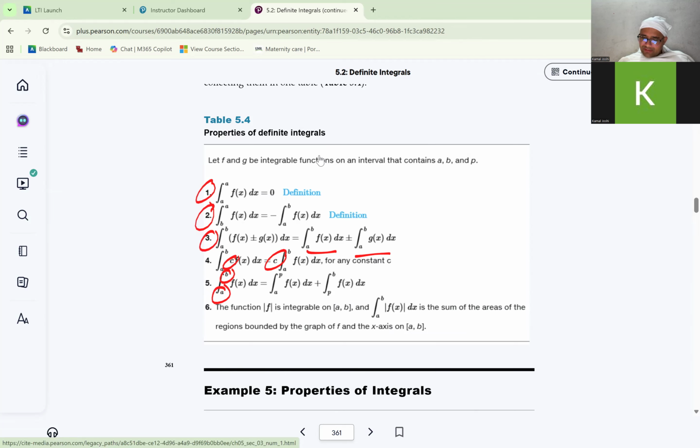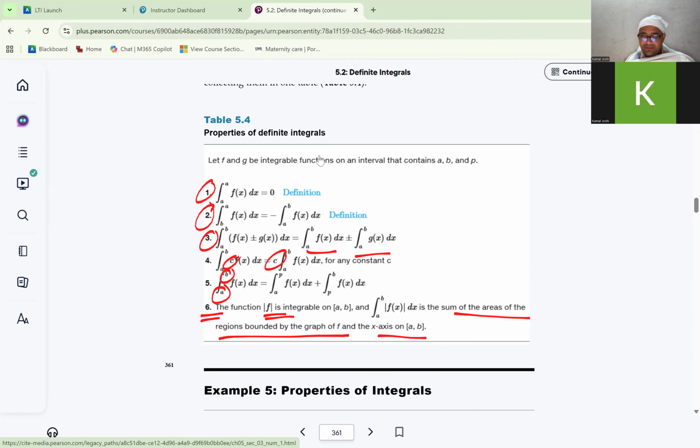And the last one is the concept that I've been talking about at least twice in this video. The absolute value is the sum of the areas bounded by the curve and the x-axis. So it just takes the sum of the areas. It doesn't do positive and negative. Everything is positive and it just adds the areas.